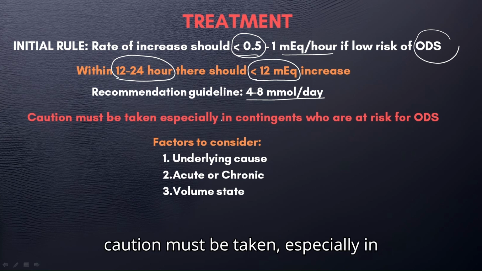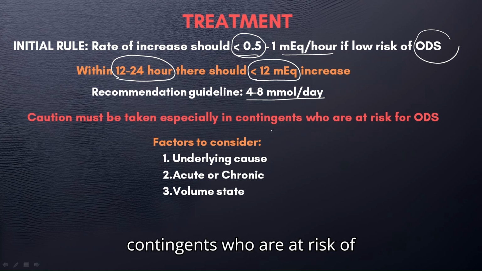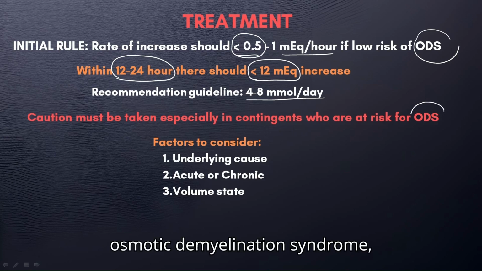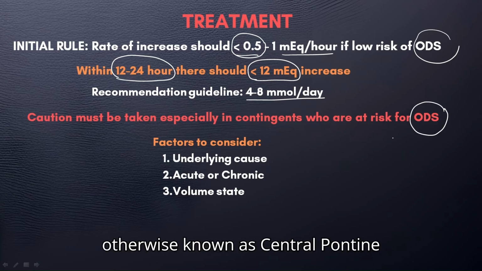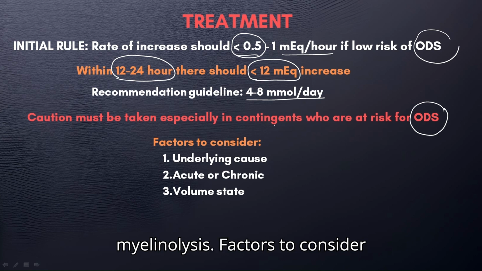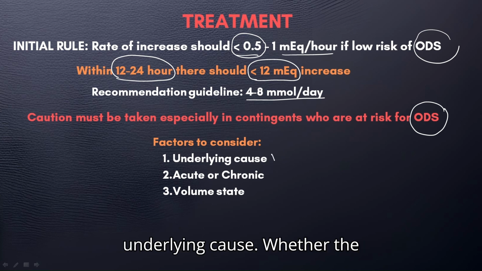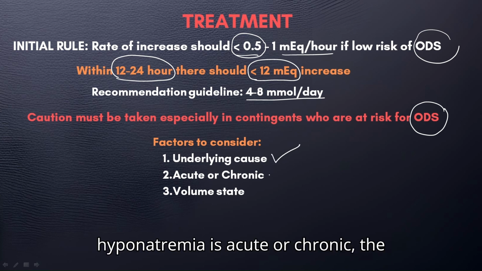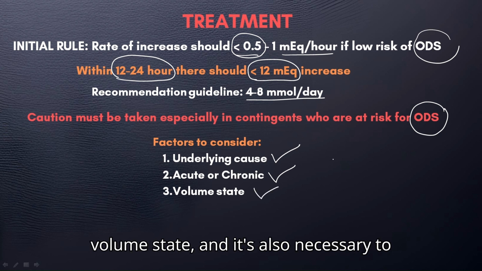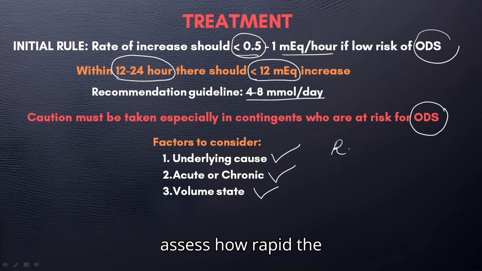So caution must be taken, especially in patients who are at risk of osmotic demyelination syndrome, otherwise known as central pontine myelinolysis. Factors to consider when you treat the patient include the underlying cause, whether the hyponatremia is acute or chronic, the volume state, and it's also necessary to assess how rapidly the sodium was lost.